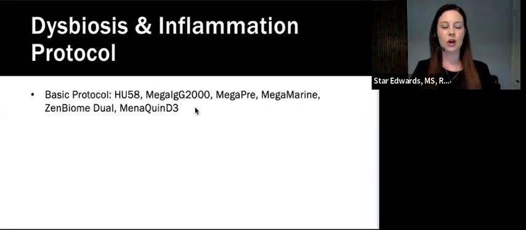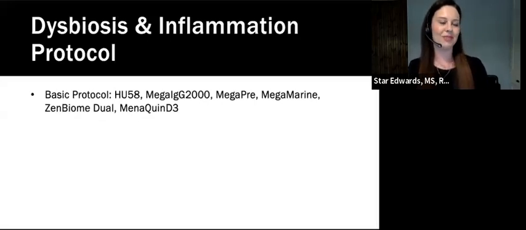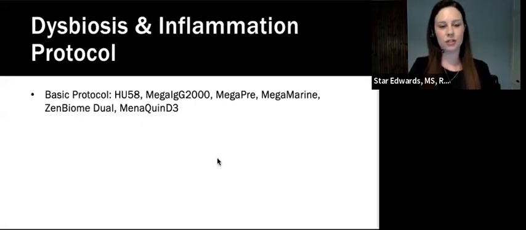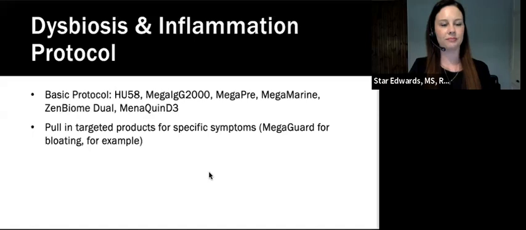So a basic protocol for this, as far as our supplements, would be HU58, Mega IgG 2000, Mega Pre, Mega Marine, Zymbiome Dual, and Mega Quin D3. And I don't have enough time today to educate on why each one of these would be a good choice, but please make sure that you reach out to your rep to ask if you have any questions about these or you're unfamiliar with them.